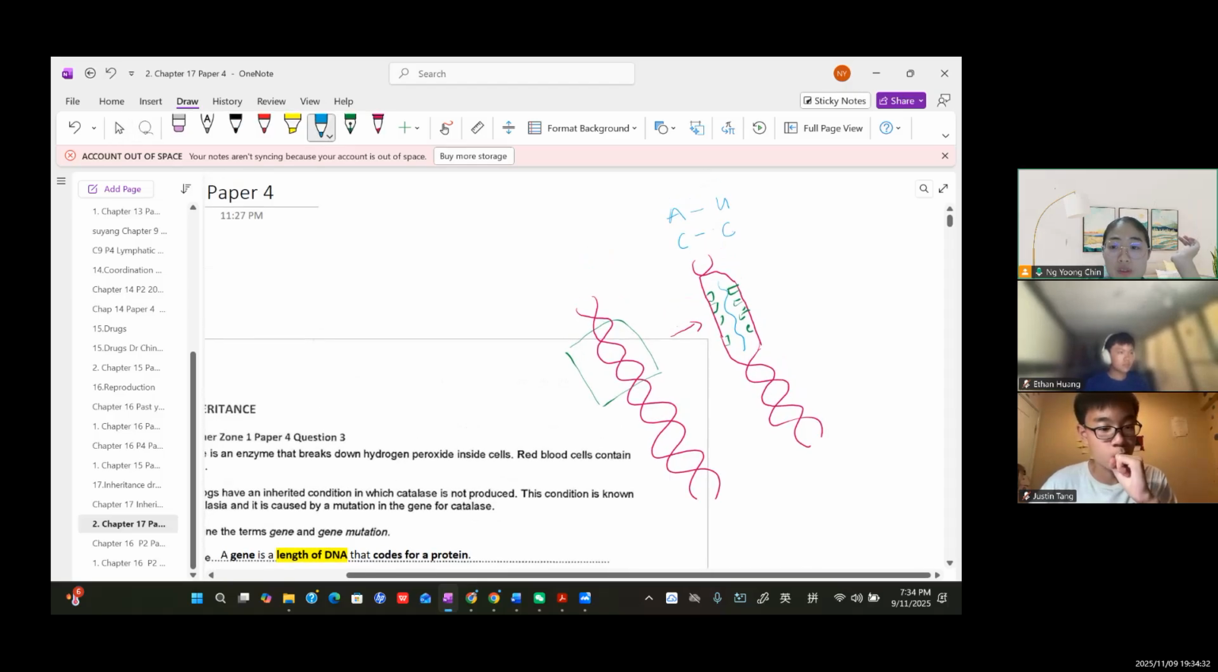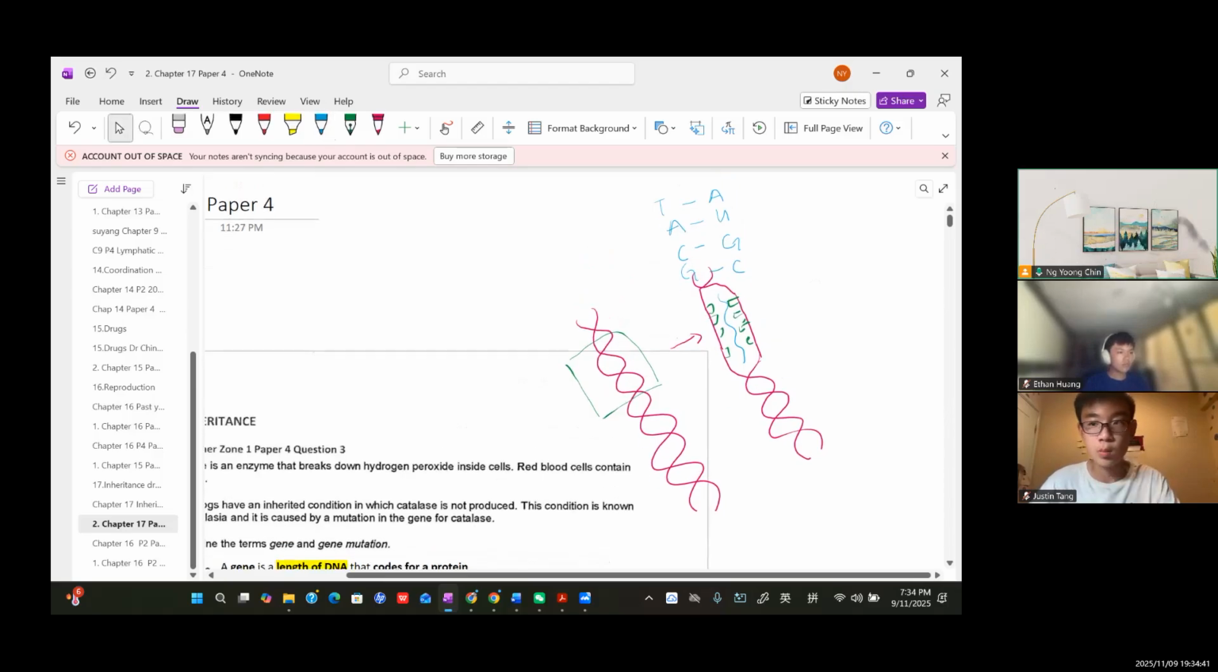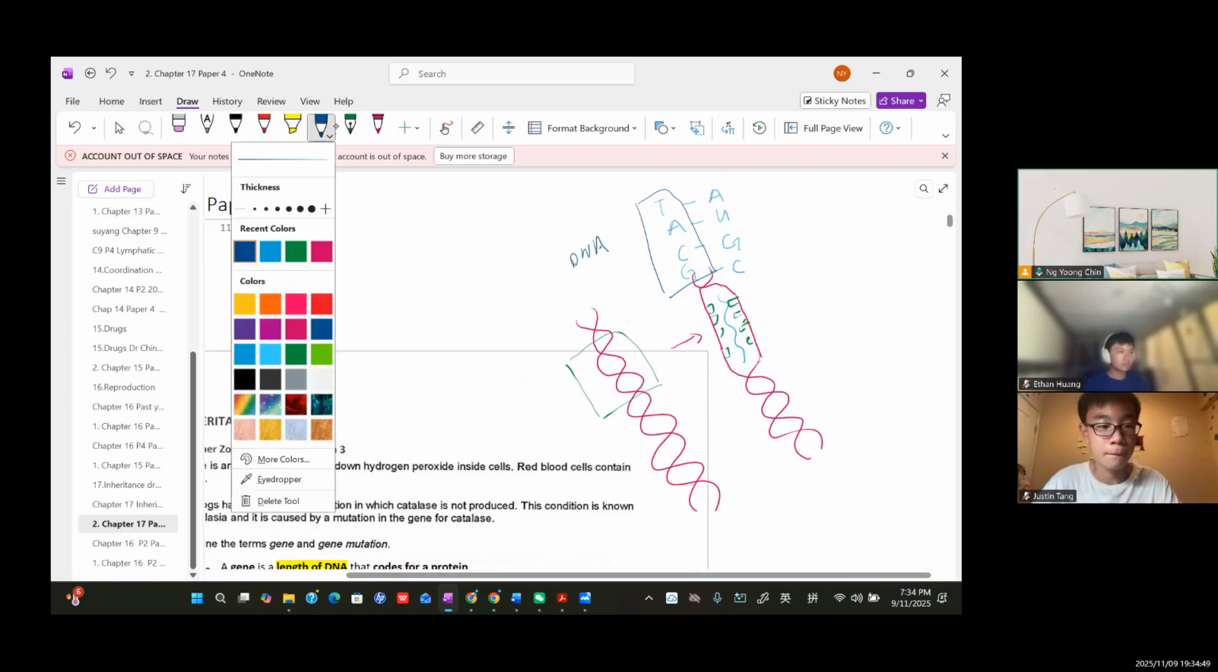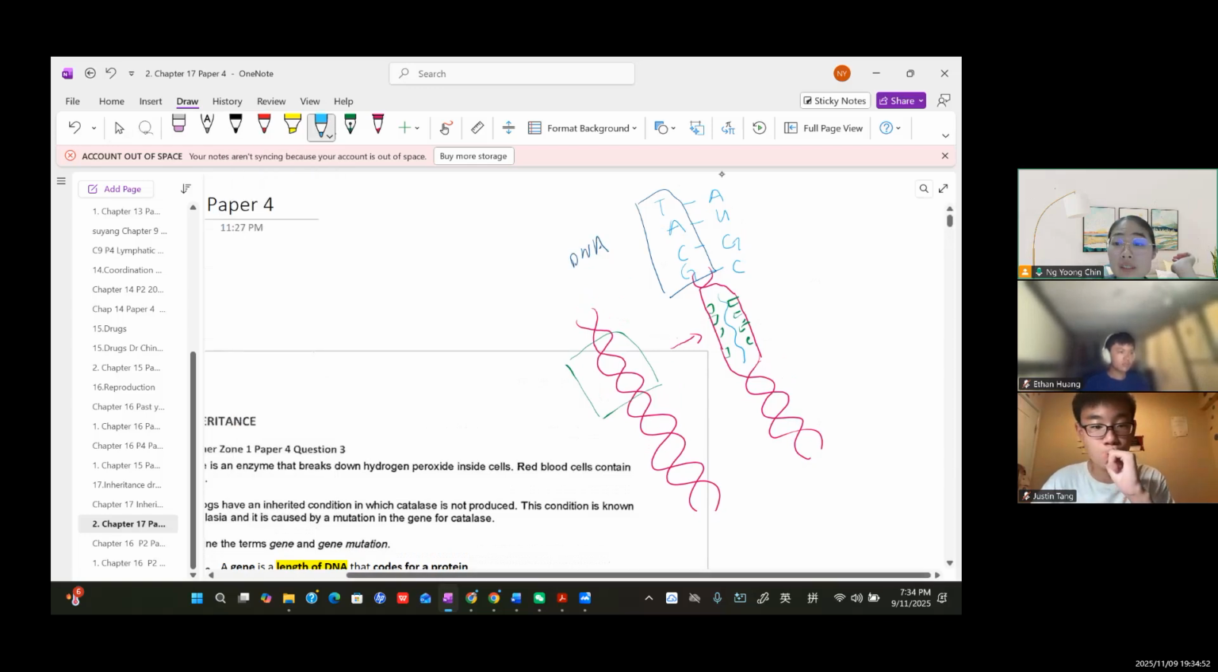C to G, and then there will be the T, okay? T to A, G to C. So this is what we call a nucleotide base. So this is the nucleotide on the DNA, okay? And then this is the nucleotide base on the RNA.